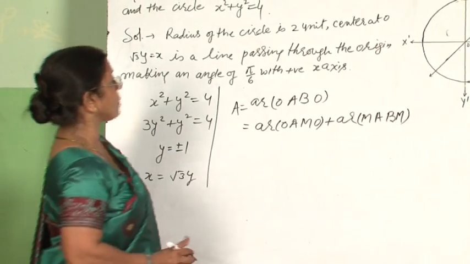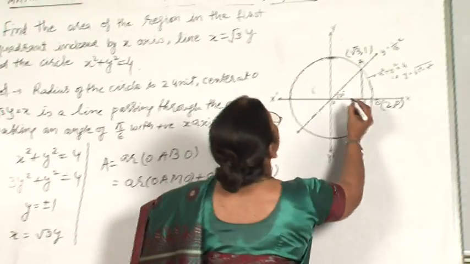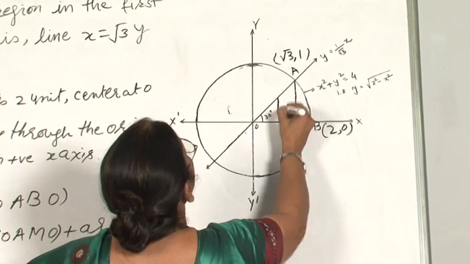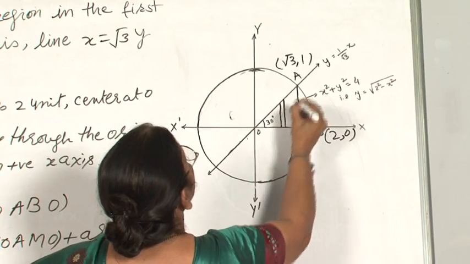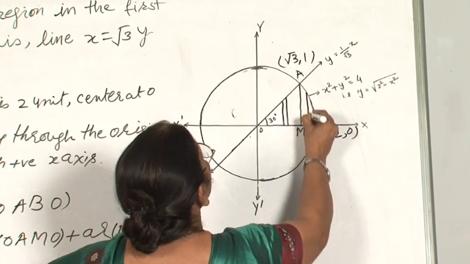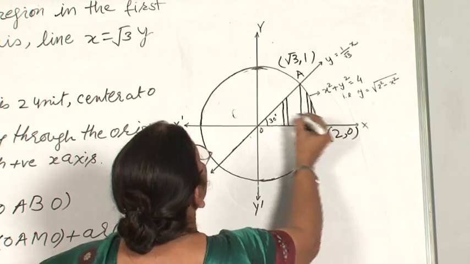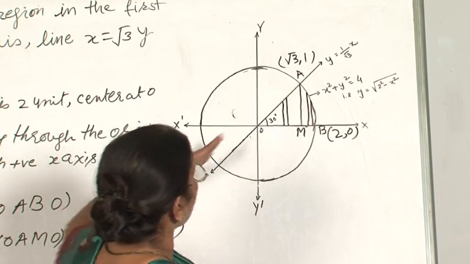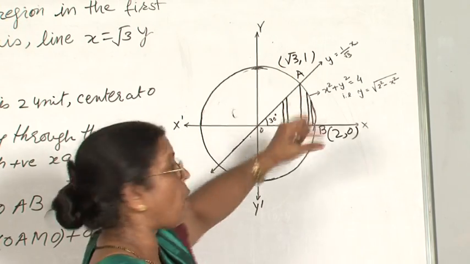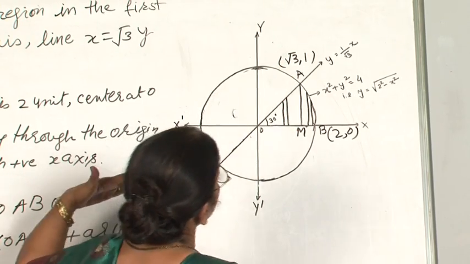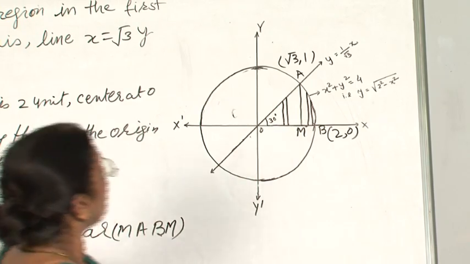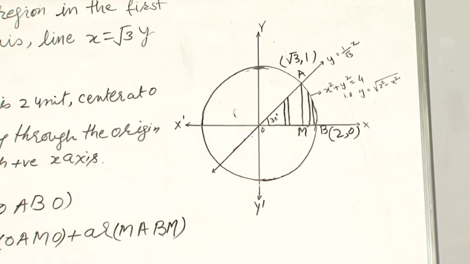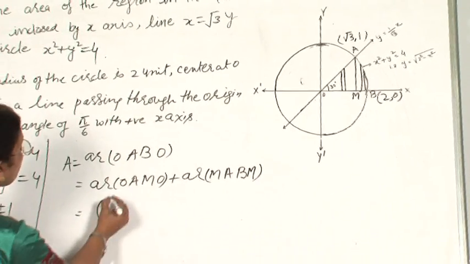Now, for this first part, this is the strip, and for the second part, this is the strip. Now, the length of this strip, or the value of y, we have to take from the line because the upper end of the strip lies on the line. So the limit is from 0 to root 3.